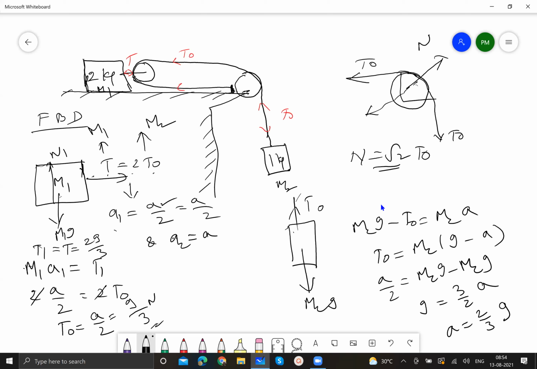Here you have, of course, two different threads, hence tensions are different. Here it is T naught, here it is T. So we get T is equal to T naught. So by applying the constraint equations, because T is equal to T naught, A1 will be equal to A2 by 2.